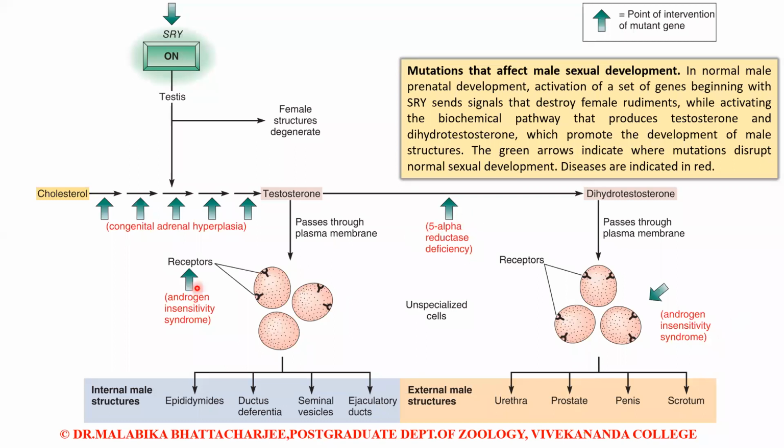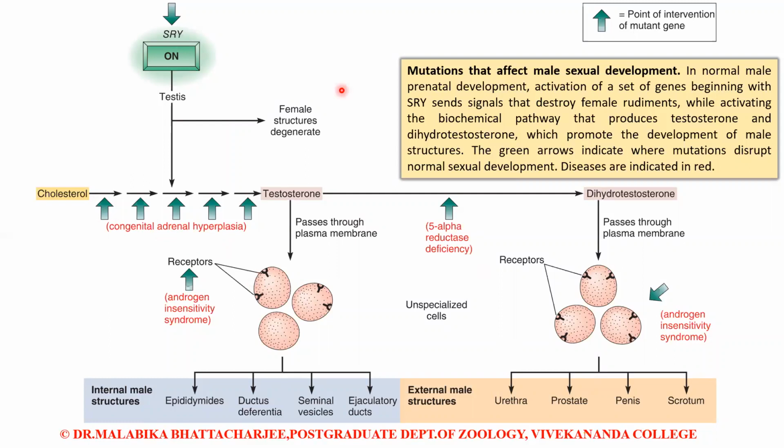So, if there is any disease in the receptor path, in the development of the receptors, any problem in the differentiation of the testosterone to dihydrotestosterone, or if there is any problem of the receptors that will accept the dihydrotestosterone, we usually get these three kinds of diseases. And if there is any defect in this pathway, that is congenital adrenal hyperplasia.